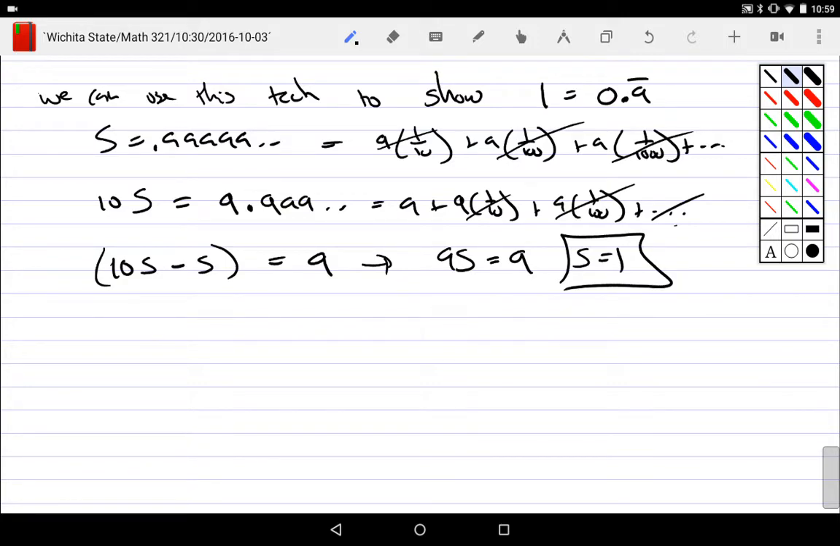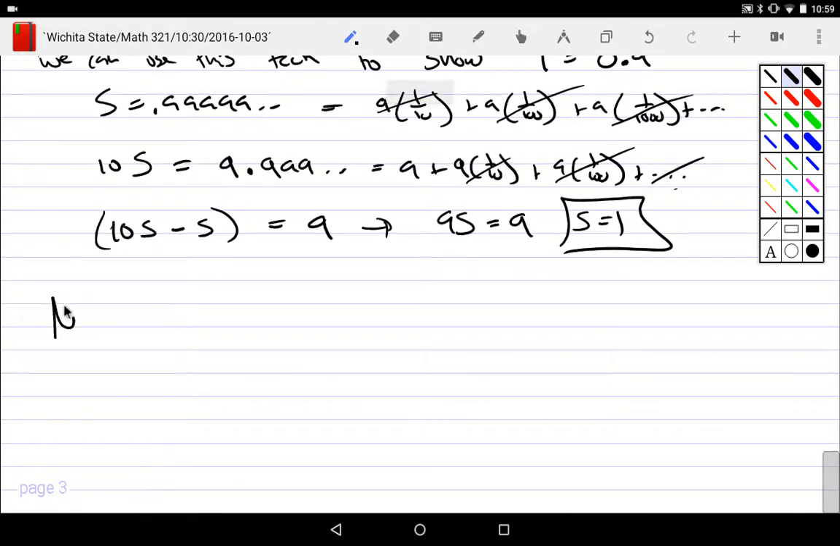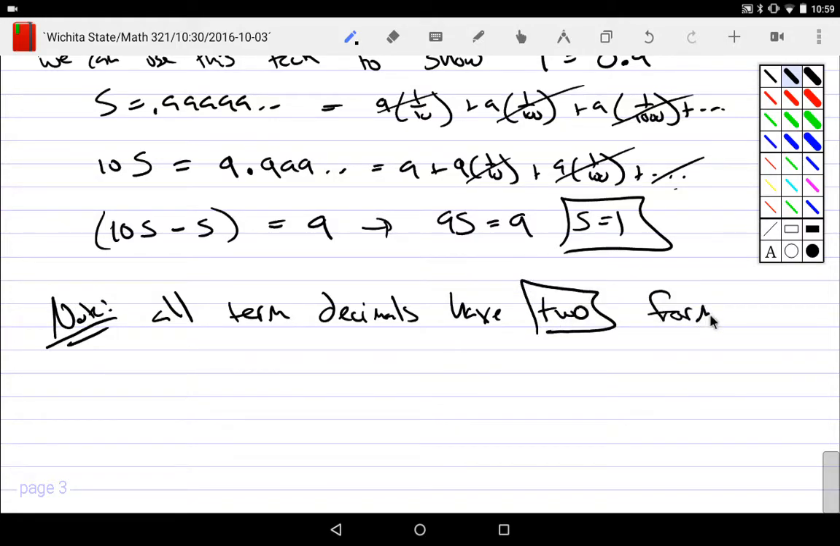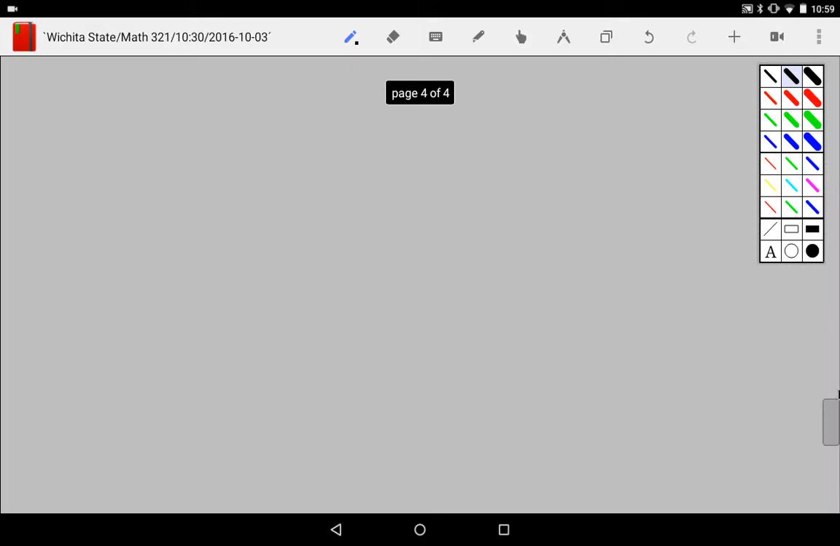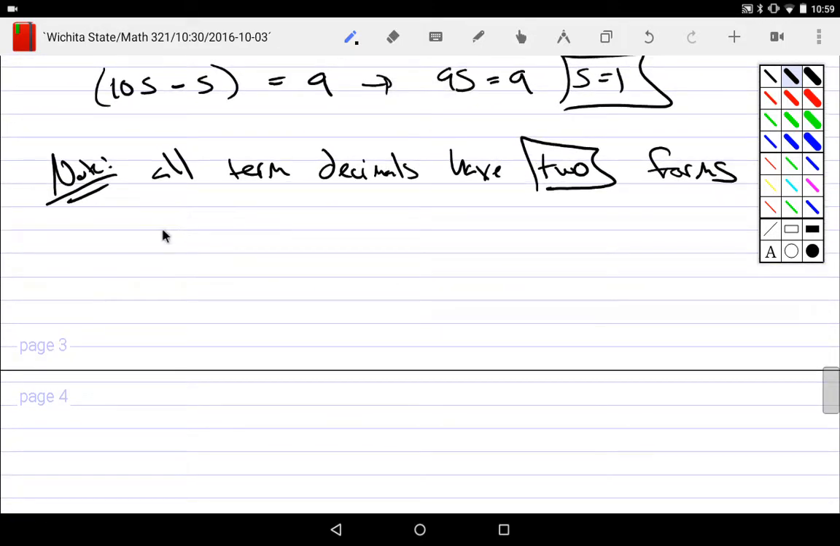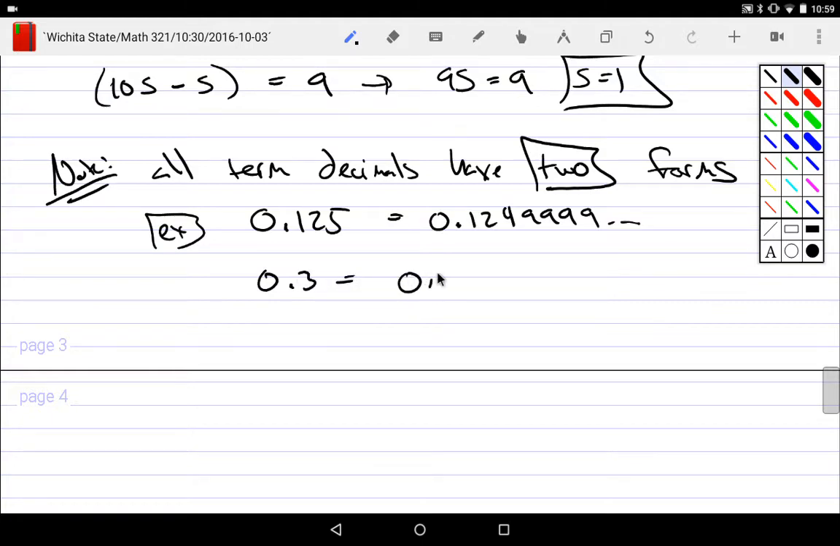What this actually tells us is the following. All terminating decimals have two forms, and this is important. That would mean things like, for example, 0.125 is actually equal to 0.124999 forever. 0.3 is 0.29999 forever. Those are the same number.